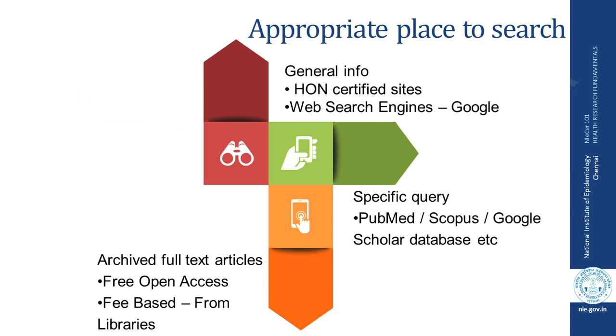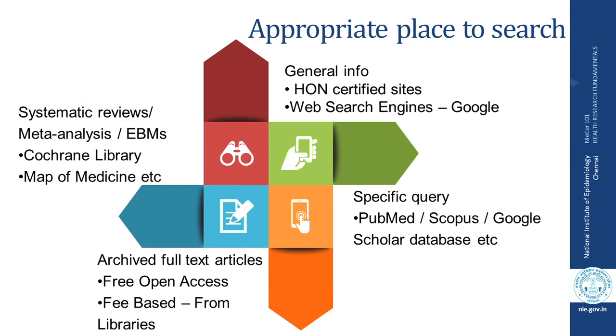The archived full text articles are usually available in free open access directories of journals, or they may be from fee based libraries. These libraries may be e-libraries or physical libraries where full text articles are present. From there we can get the required information which we intend to search over a concerned topic.